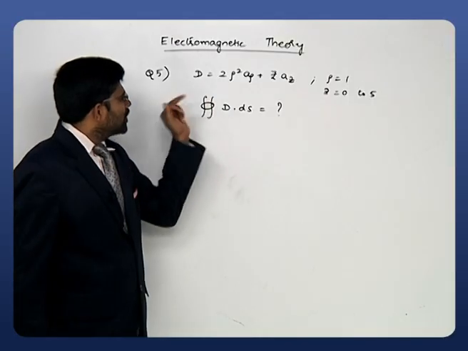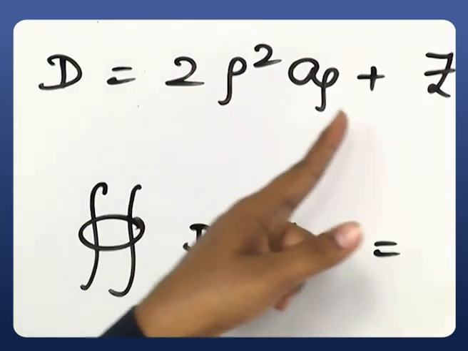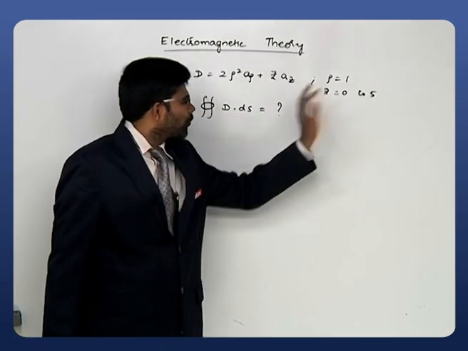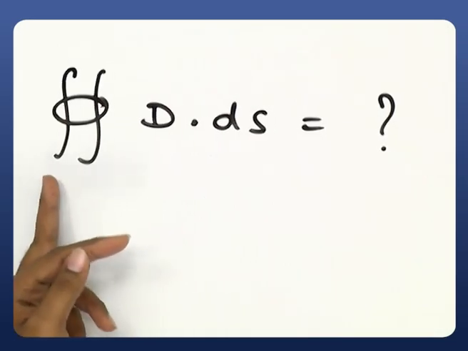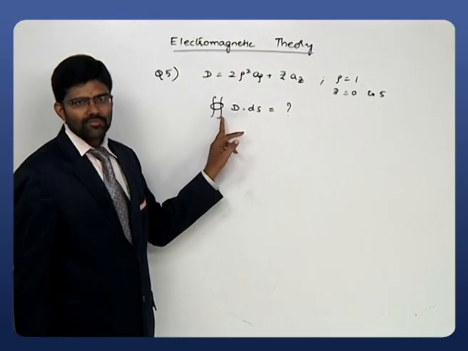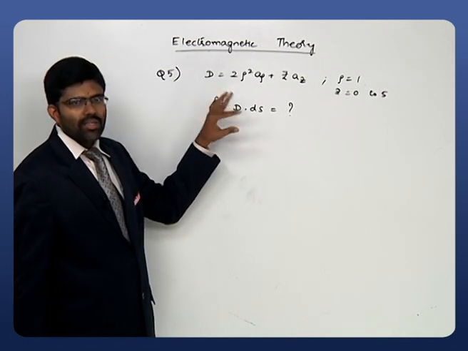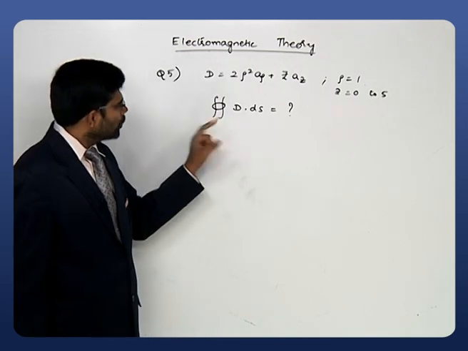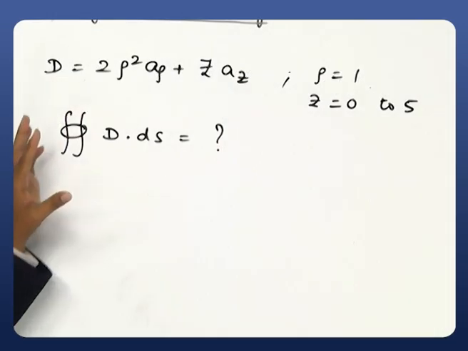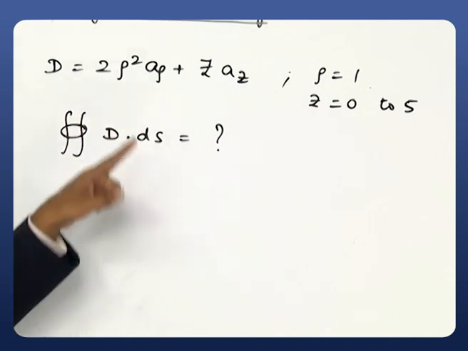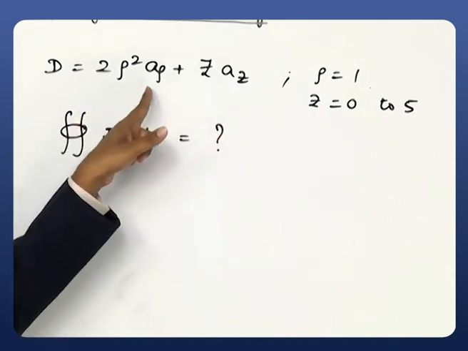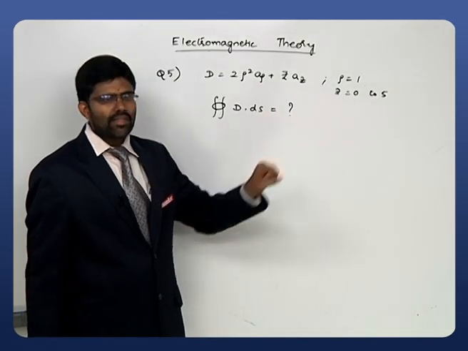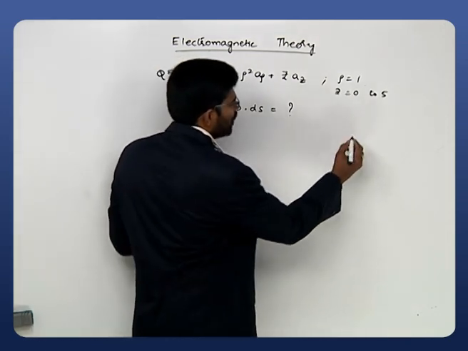Now the vector D is given to us. D equals 2 rho square a rho plus z az. And the value of rho is 1 and z extends from 0 to 5. We need to calculate the total closed surface integral of D·dS. For that, if you draw the figure, it is very convenient to solve the problem. So we will make a pictorial representation of our cylinder. As I said, this is a cylindrical coordinate system. Since rho and z are given, we need to take this in our cylindrical coordinate system. So for our convenience, draw a cylinder.